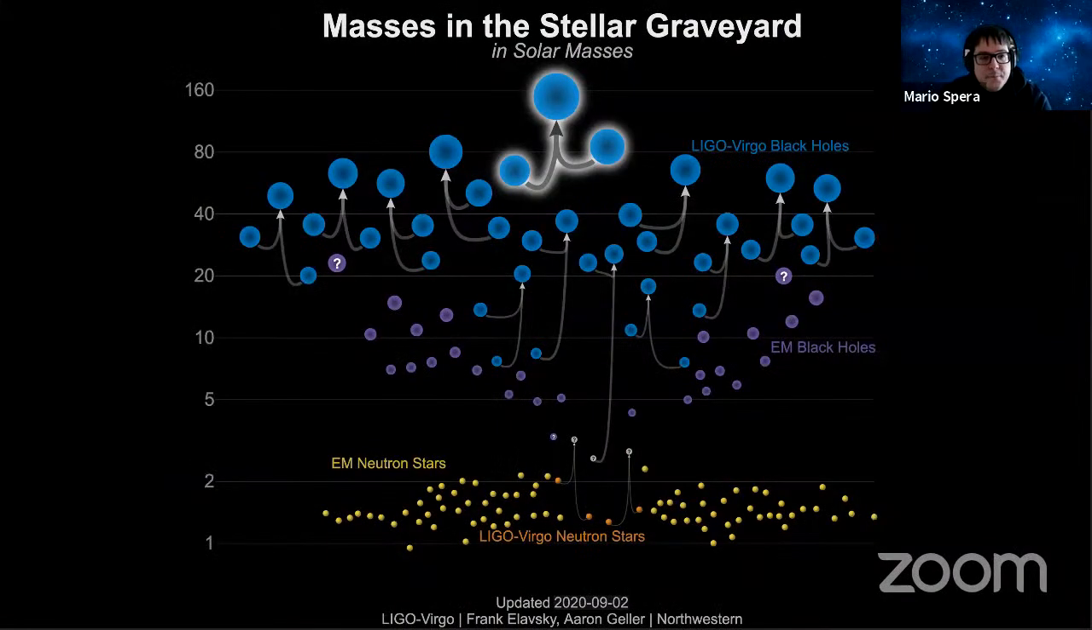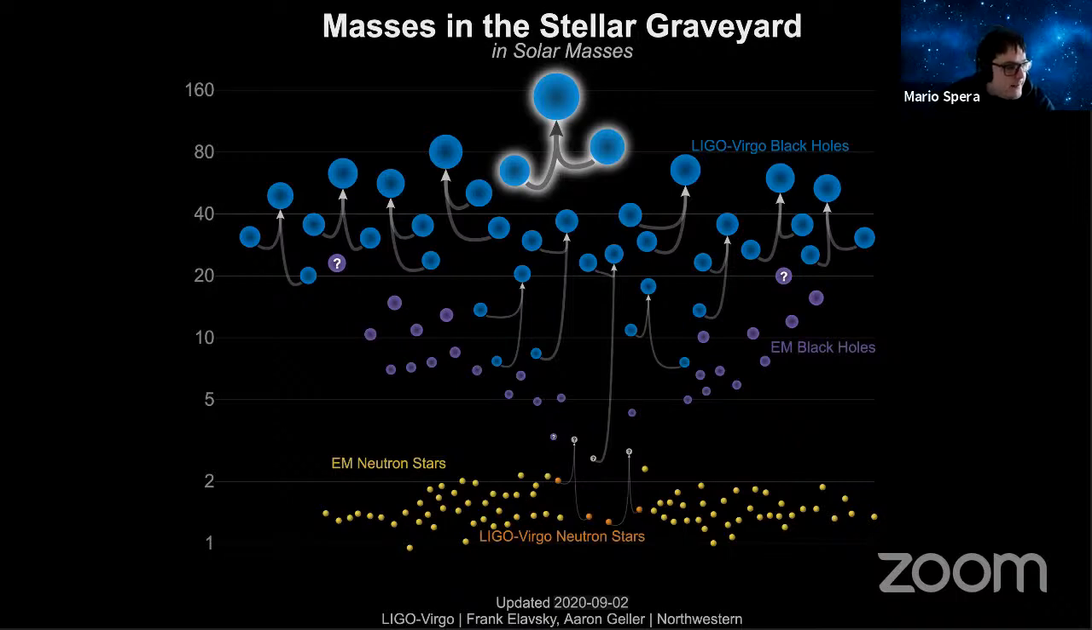So this cartoon is just to remind you where we are in terms of gravitational wave detections. In blue, in this cartoon, you find black holes from LIGO Virgo. In purple, black holes discovered thanks to electromagnetic observations, mainly from the observation of galactic X-ray binaries. In yellow, you can see the known neutron stars, and in orange, the binary neutron stars from LIGO Virgo. And here on the y-axis, you have the mass in solar masses.